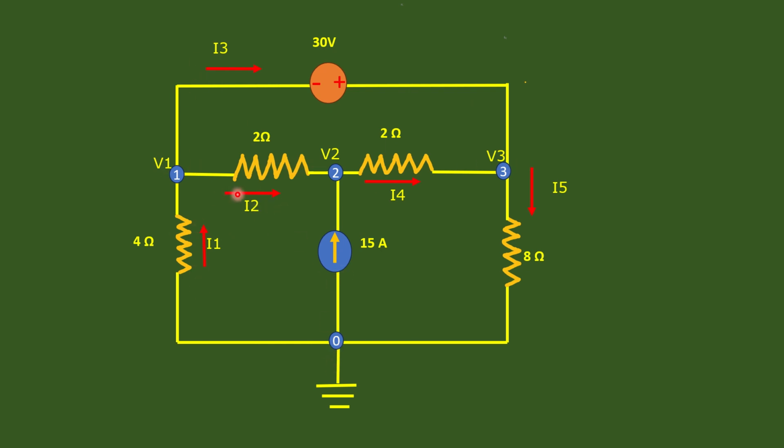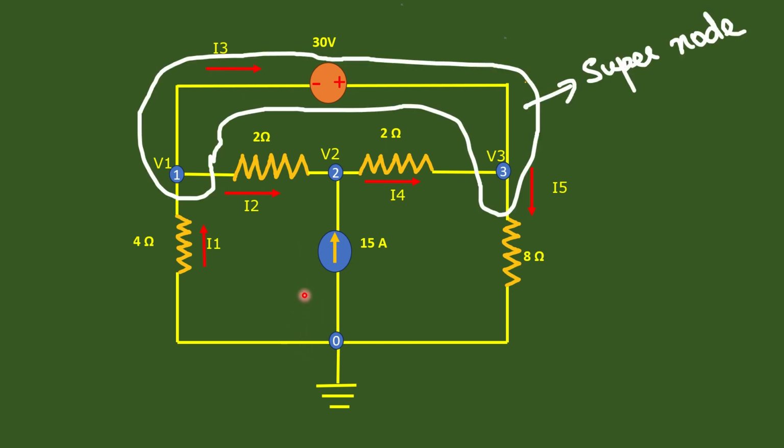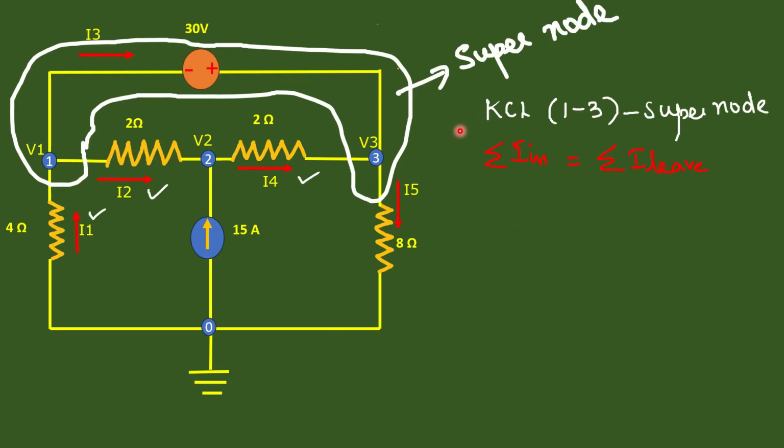And here we mark the currents as I1 flowing in this direction, I2 in this way, and I3, I4, I5. And we should notice that V1 and V3 form a super node, because this 30-volt voltage source is not connected with the reference. Then it becomes a non-reference voltage source. So these two form the super node. Now we can apply KCL for this super node, that is 1 and 3.